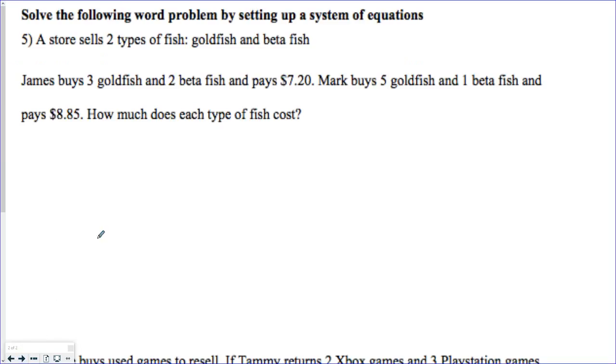On the back side, we have an example of a word problem or two using this method here. So for these word problems, again, the key lies in the setup. You have to kind of read the problem carefully and set the equations up right. That way, when you do your elimination method, everything falls into place.